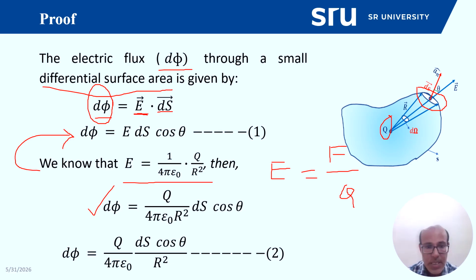Now just rearranging the terms, what I am doing is Q by 4 pi epsilon naught at one place, ds cos theta by r square. So this ds cos theta by r square has a significance. Let's see what that ds cos theta by r square is.